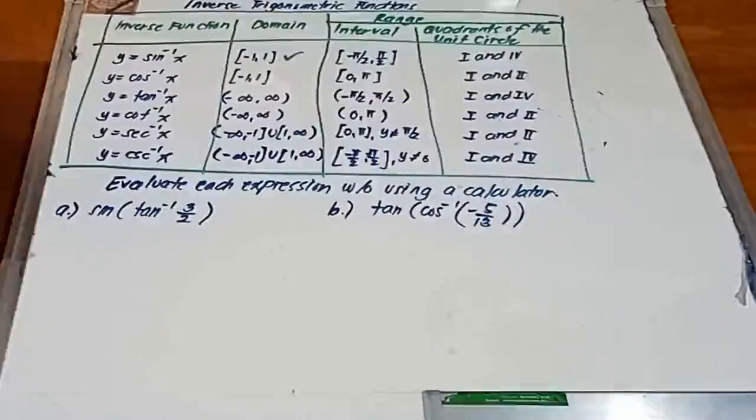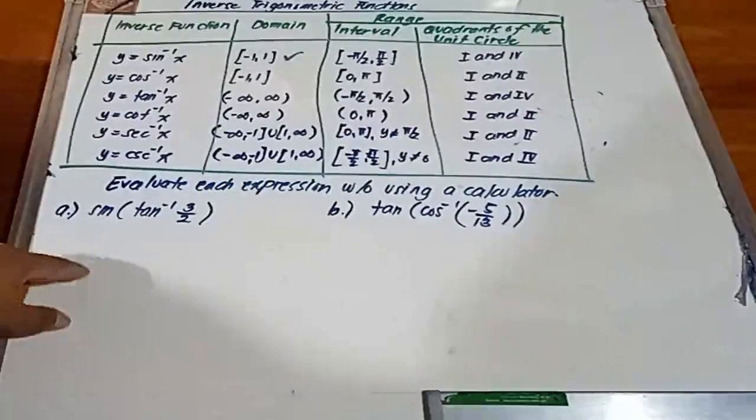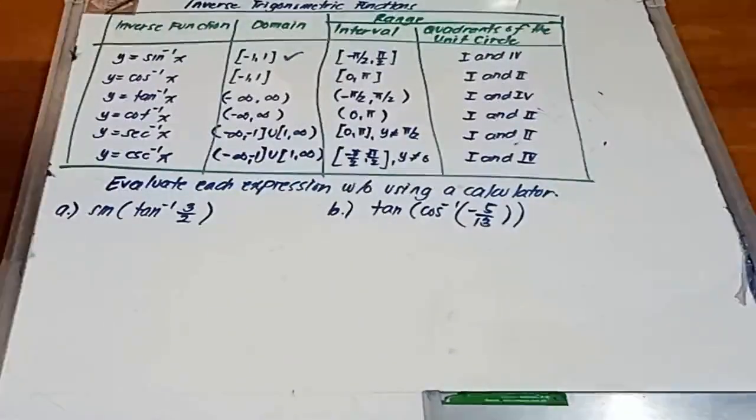Hi, good day. So in this video, you're going to learn how to find function values using the definitions of the trigonometric functions. So ang given natin dito is an expression. We're going to evaluate this expression without using a scientific calculator. Okay? So again, kakailanganin natin itong table na to. We have letter A, sine quantity tangent to the negative 1, 3 halves.